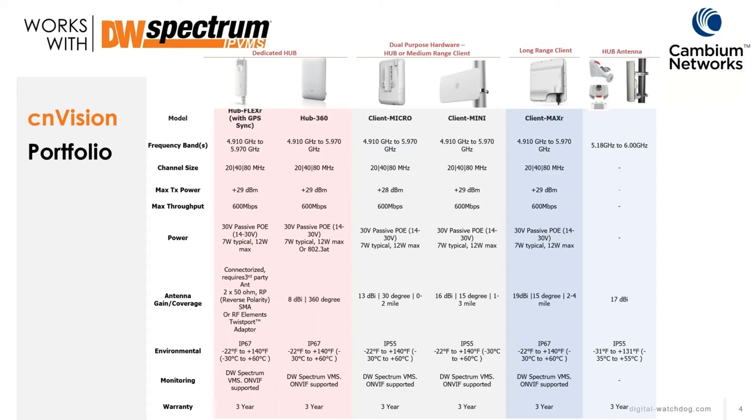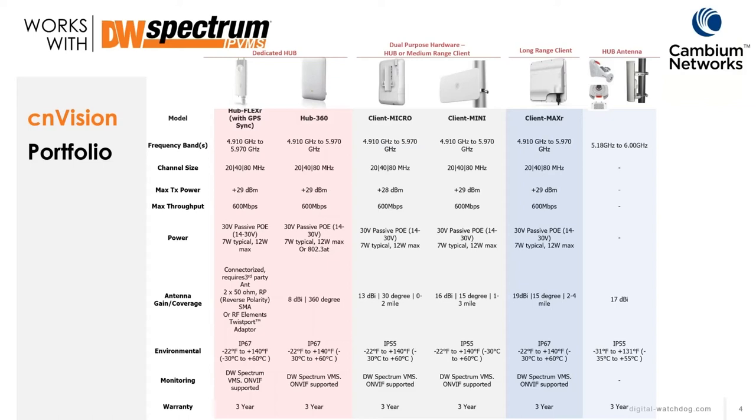So you have 5 SKUs, out of which 2 are dedicated hubs, as you can see, the Hub Flex R and the Hub 360, and then 3 clients, the Micro, Mini, and Max R, which each represent distances that it supports. On the hub front, I should note that you have FlexR, which represents a flexible configuration that if you attach a third-party antenna, as you can see in the far right, you can now have a 30-degree, 60-degree, 90-degree, 45-degree type of coverage area. The Hub 360 is a real simple slam dunk.